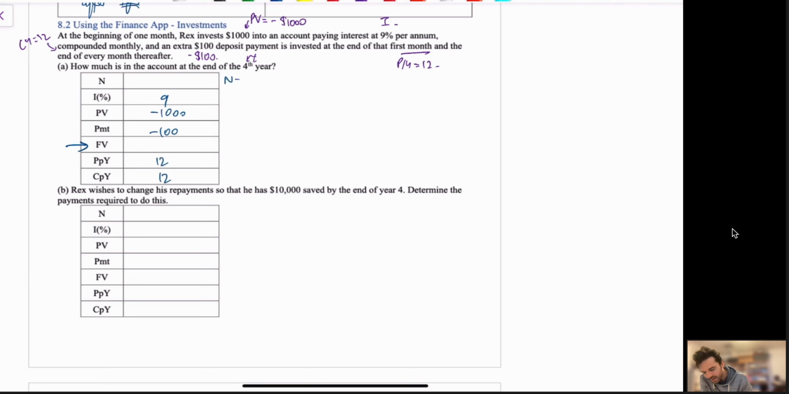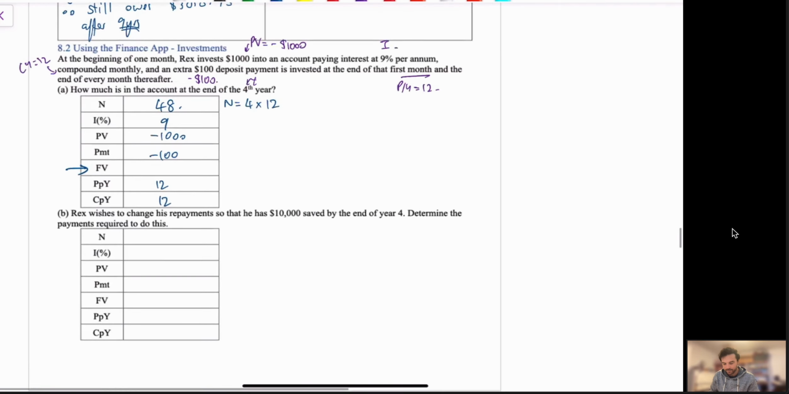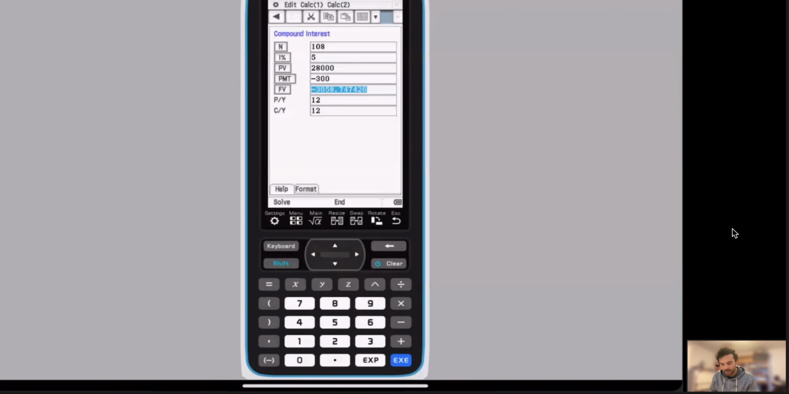You need to go N is equal to T, 4, times by N, which is payments per year, sorry, which is 12. So 48. Now I'm going to show you how to plug this in the ClassPad and show you something nifty as well. Then we can solve for FV. So here we go. Go on a ClassPad.